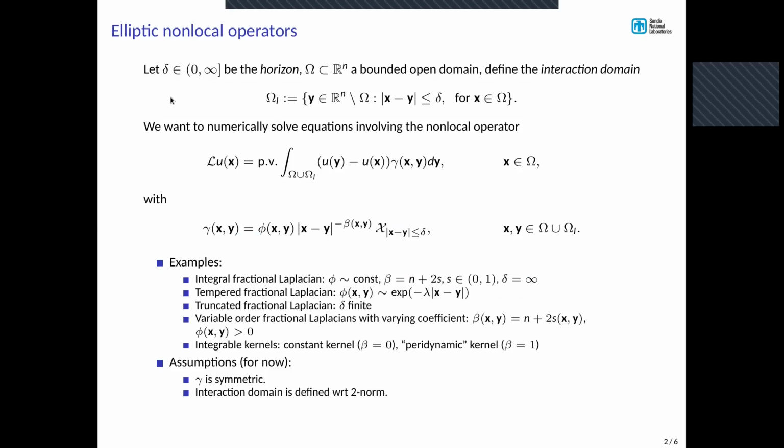We have some horizon parameter delta, and in our code, this can either be finite or it can be infinite. And we have a corresponding interaction domain. So if we have our domain of interest where we want to solve a problem, omega, then the interaction domain is essentially the collar of size delta around that domain. And when delta is infinite, then it's the whole complement of the domain omega. Now, the operator that we are looking at takes this particular form here.